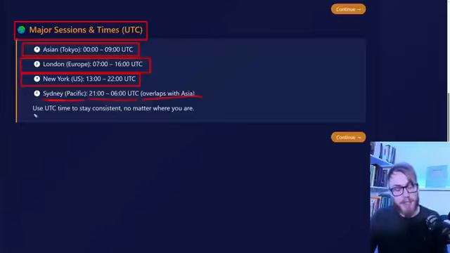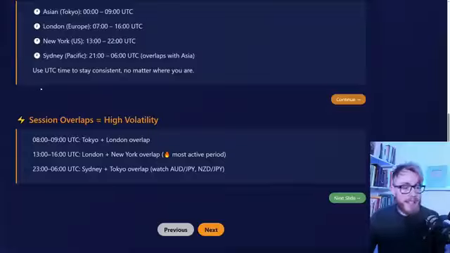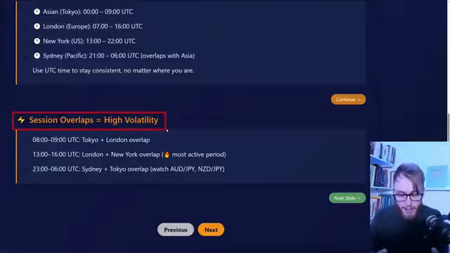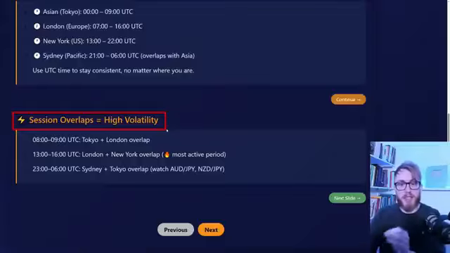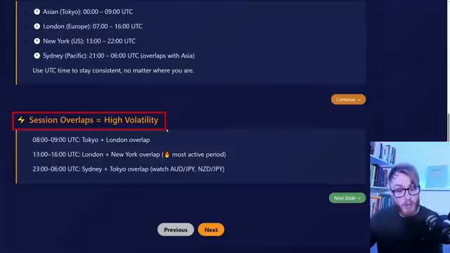And as I mentioned, you can use the UTC time to stay consistent no matter where in the world you are. And here, and this is actually very important, some sessions overlap. And when this happens, when we have multiple sessions at the same time, this can increase both liquidity, but also volatility.